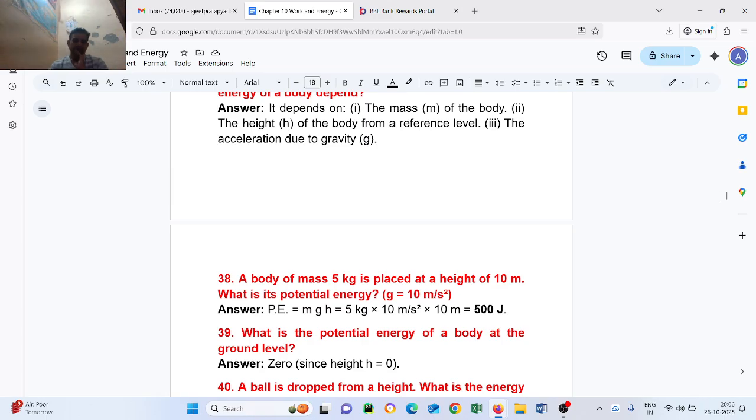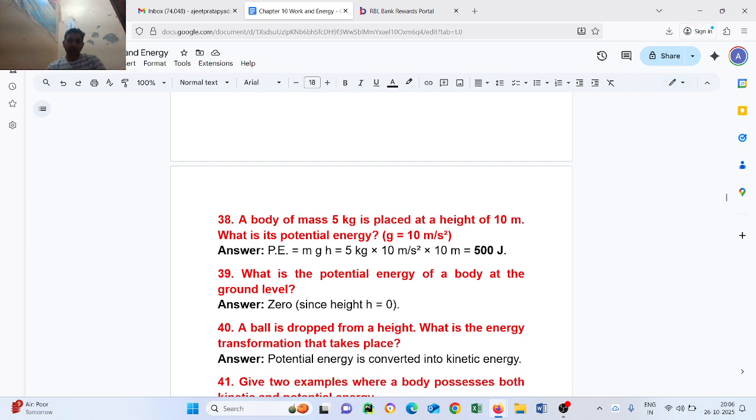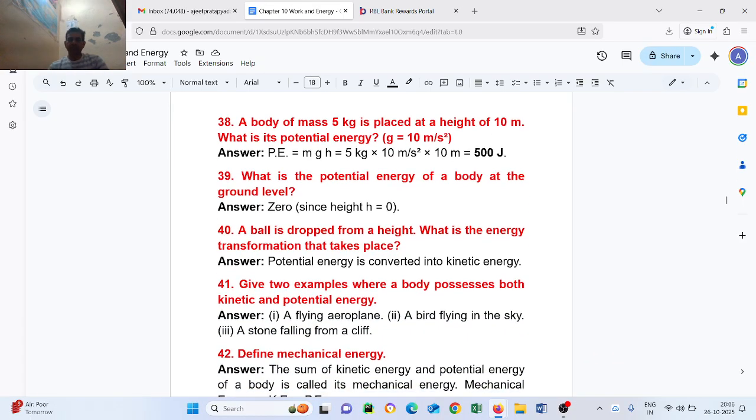Question number 38. A body of mass 5 kg is placed at a height of 10 meter. What is its potential energy? g equals 10 meter per second squared. Answer: P equals mgh, equals 5 kg multiplied by 10 meter per second squared multiplied by 10 m, equals 500 joule. Question number 39. What is the potential energy of a body at ground level? 0, since height h equals 0.